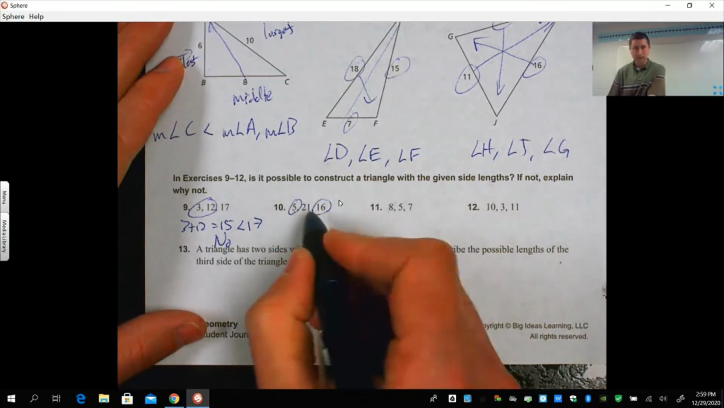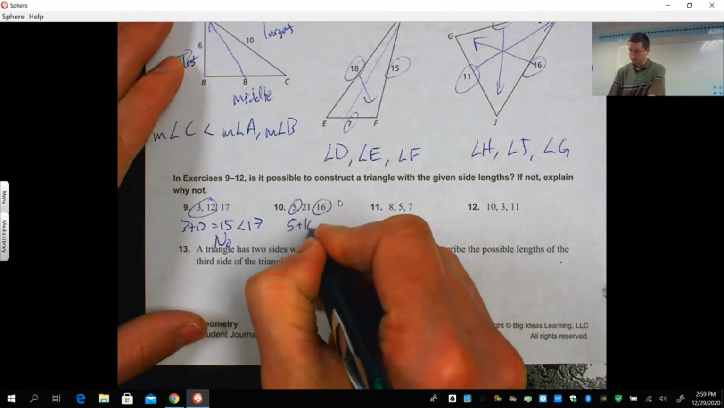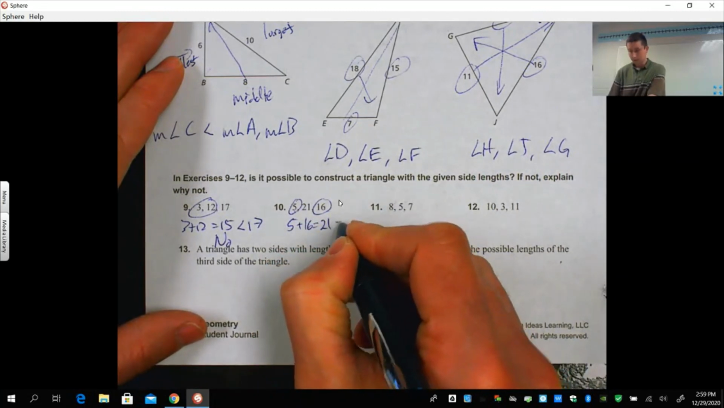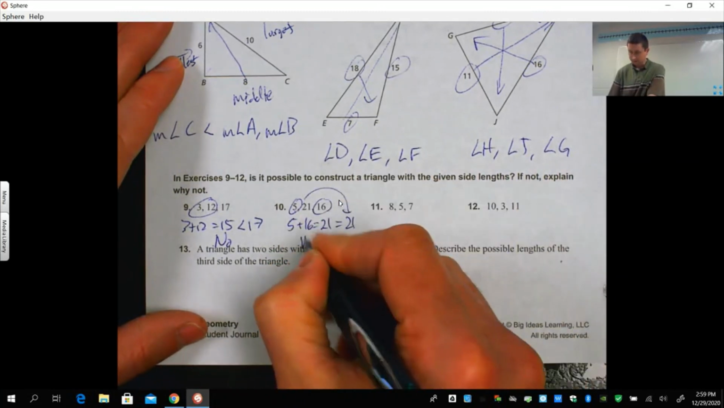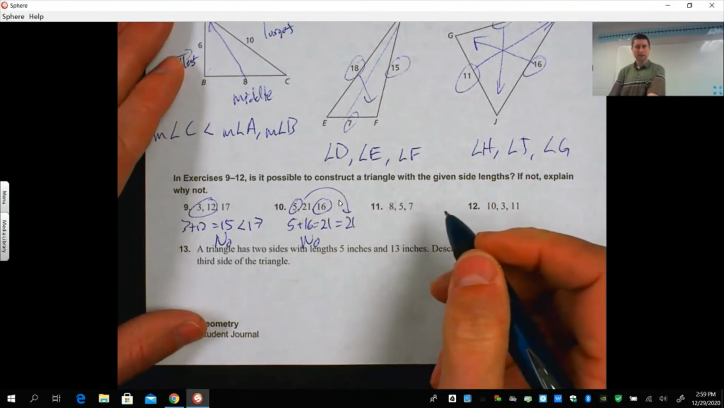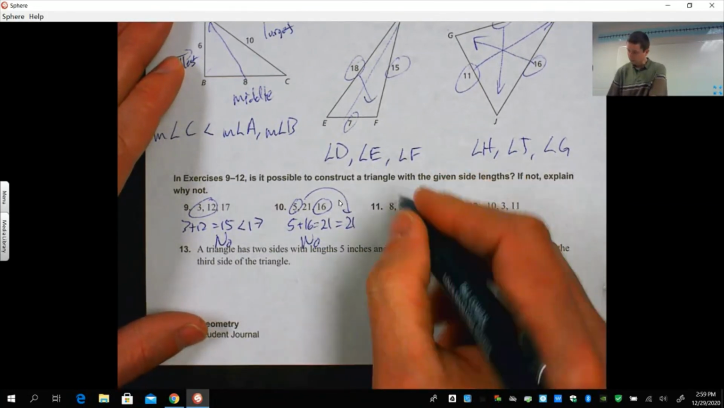5 and 16, take the two smaller ones. 5 plus 16 equals 21, which equals 21. So that's a no, it has to be greater. That's your explanation. The two sides have to be greater than.